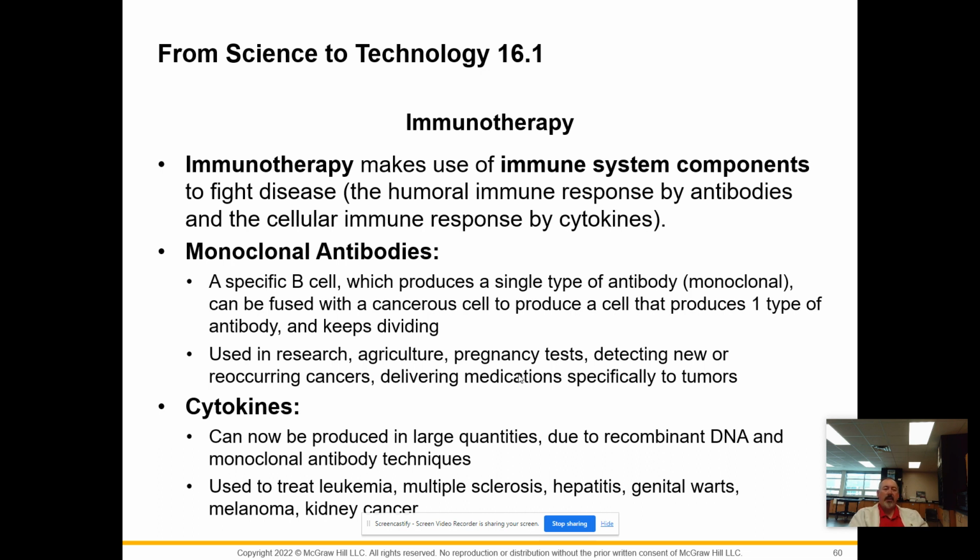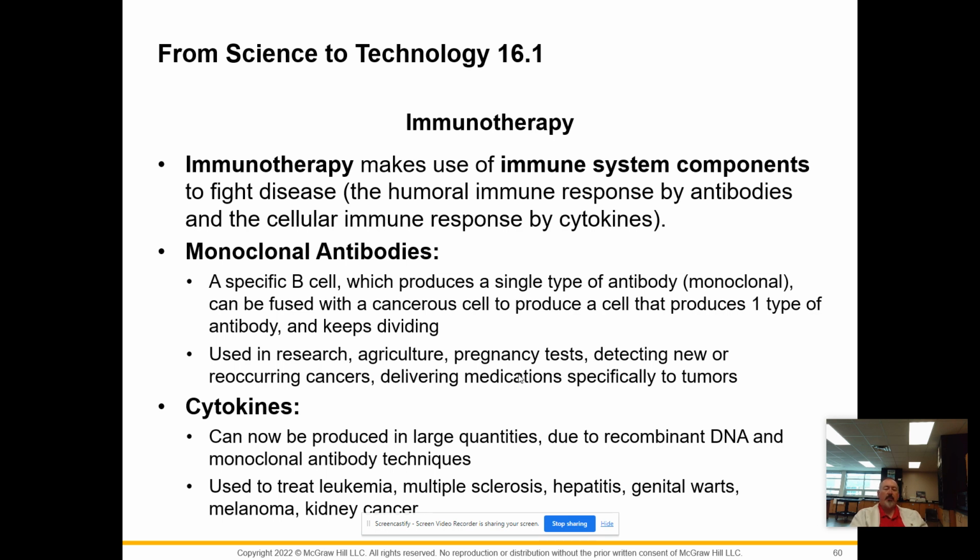But this is going to be a B cell product, and it's going to be the product of a single type of antibody, the monoclonal, and they're going to fuse with cancer cells to produce a cell type that produces one type of antibody, and they just keep dividing. So we've made a specialized antibody producer. This is used in research, agriculture, pregnancy tests, detecting new or recurring cancers, deriving medication specific to tumors.